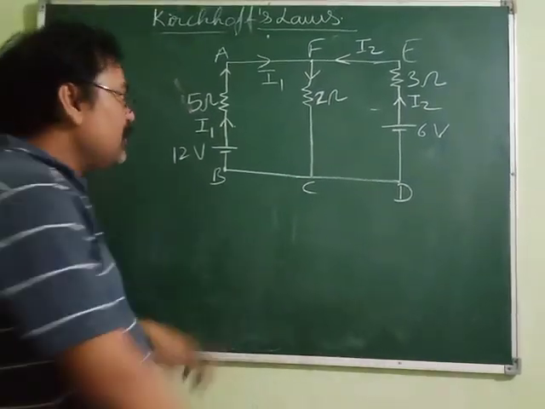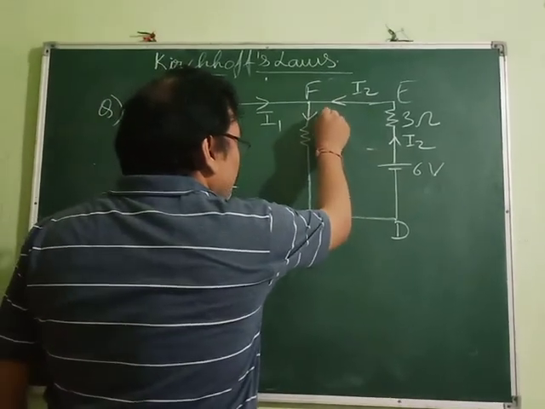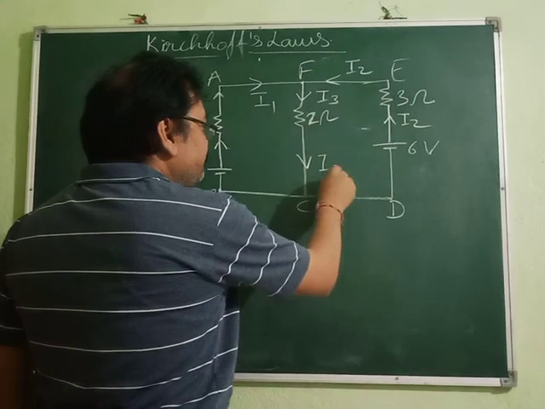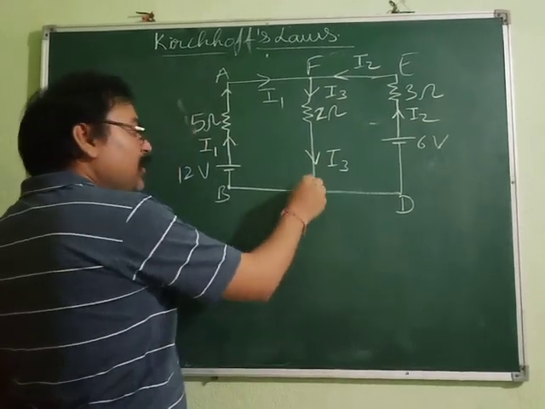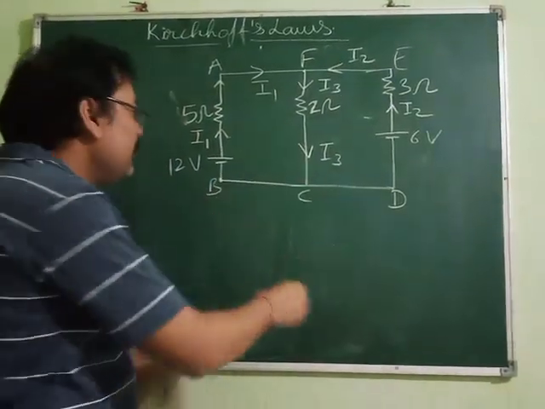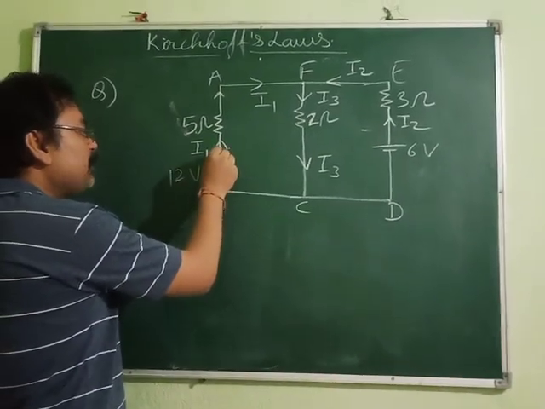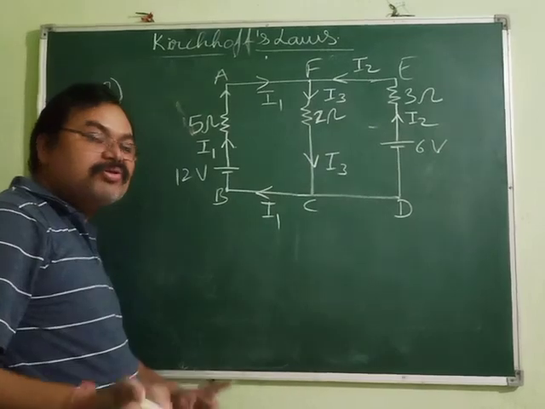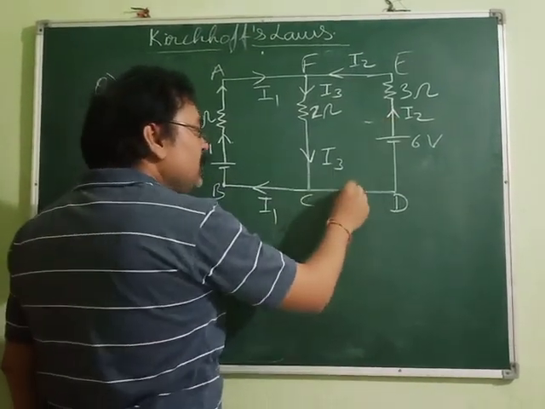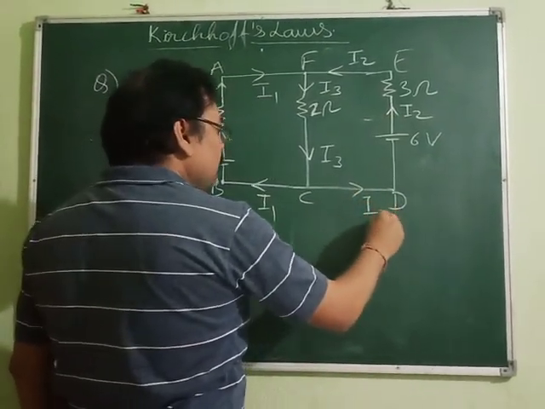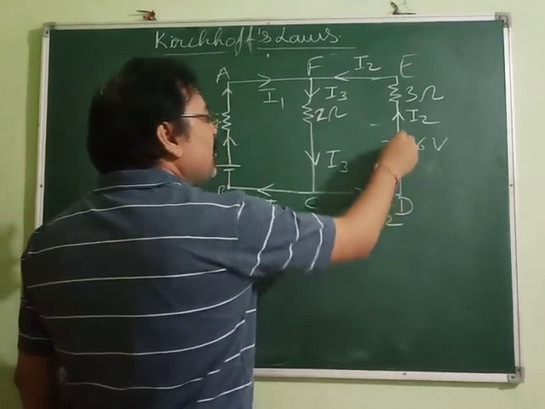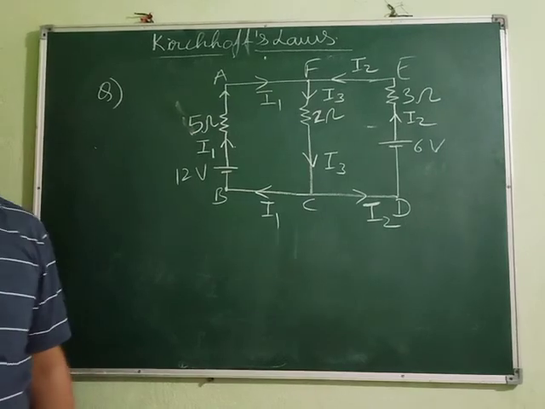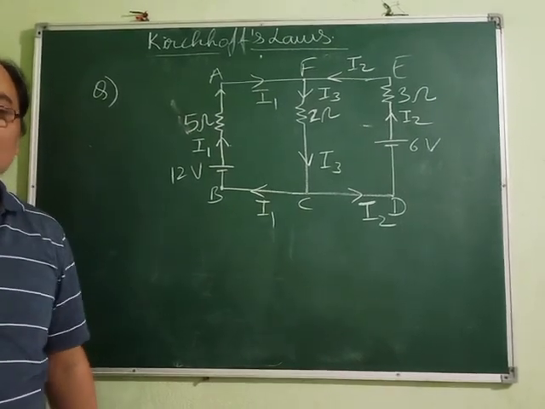Clear? If you want, I can take it over here, no problem. It is I3, and I3 is here. Then again, this I3 will get divided, because whatever current is leaving from the positive terminal, the same current enters the negative terminal of that battery or cell. Here also I2 is leaving, so I2 will come from here and enter into the negative terminal of this battery. So now we have just marked the direction of current in all the branches.